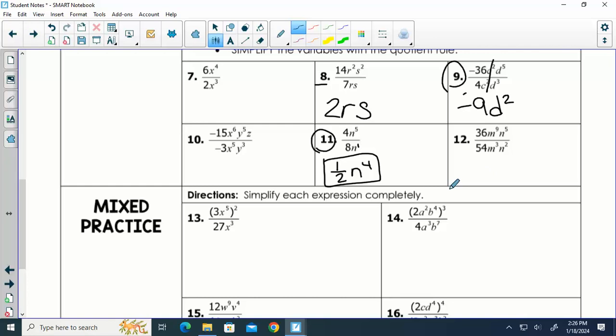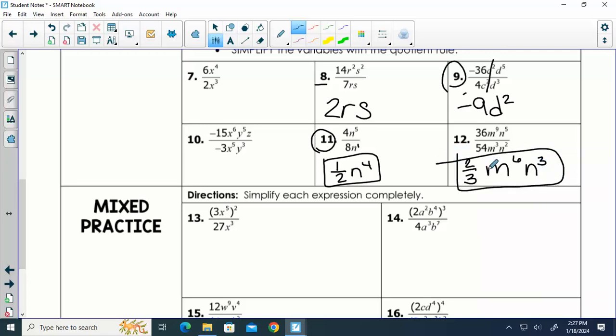Let's look at number 12. So those coefficients, 36 divided by 54. Use your calculator. Tell me what that would be as a fraction in lowest terms. So 36, it's 0.6 repeating. Hit math number 1. Turn that into a fraction. 2 over 3. Okay, so we have a 2/3. M. 9 minus 3 would be 6. And n to the 3rd.